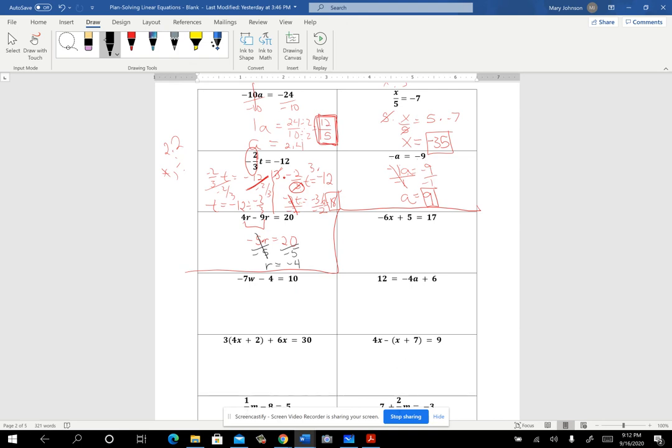Okay. So those problems right there deal with just when you basically have a number being multiplied, like on the negative 10a equals negative 24, or a number being divided into the variable. So you've got multiplication or division going on.